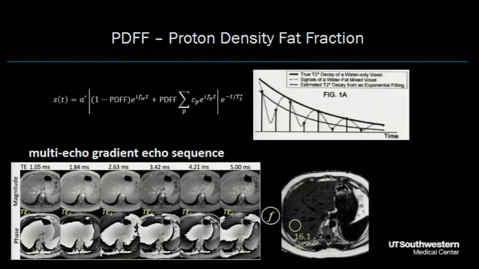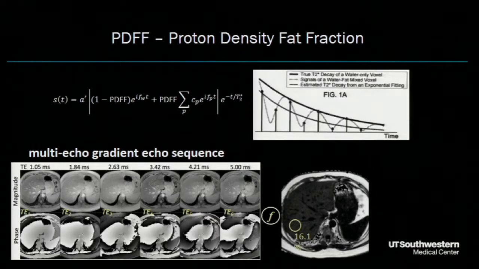There's a lot of math involved, but you can see that the MR signal of a GRE image actually changes due to the interactions between protons from fat and water, and it has this form which includes a sinusoidal component as well as an exponential decay component, and it's been described by this really complicated equation, and you can see that it's dependent on PDFF, basically proton density fat fraction, as well as T2 star.